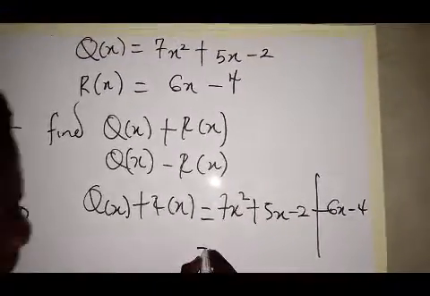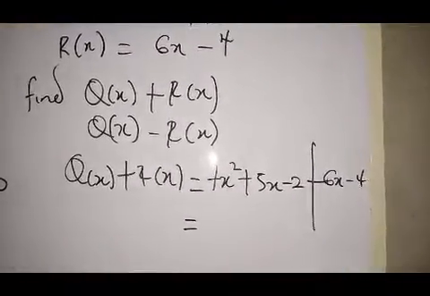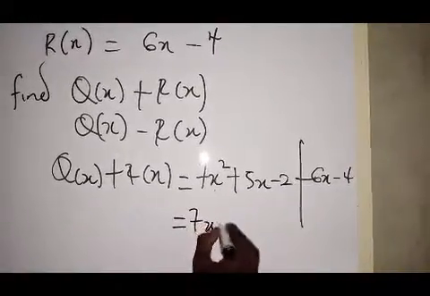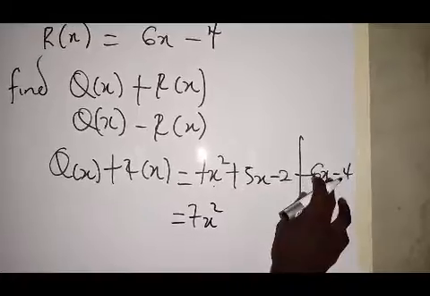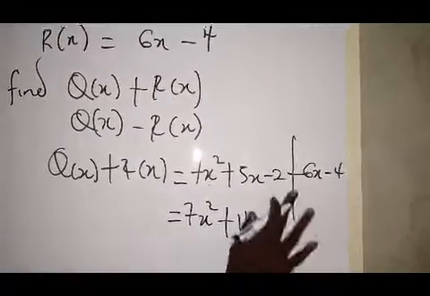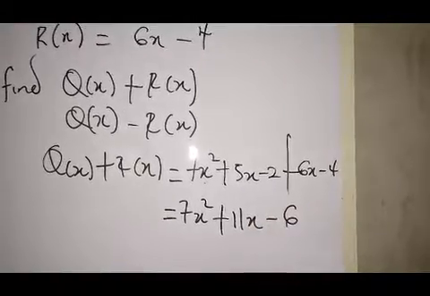Don't forget that it is the ones that have the same power that you have to add. So is there anyone with power 2 here? No. So this one stands as 7x squared. 5x plus 6x will give you plus 11x. Minus 2 minus 4 will give you minus 6.